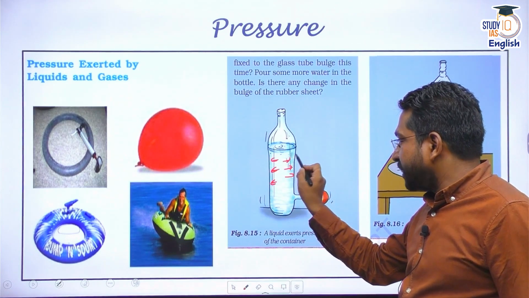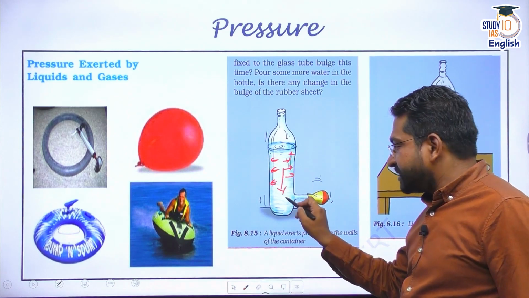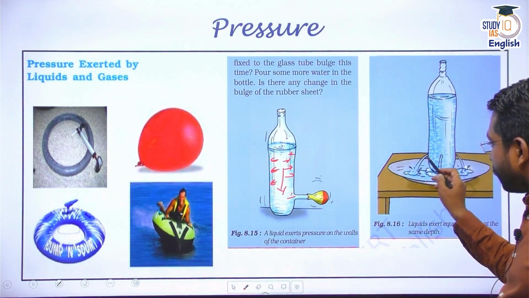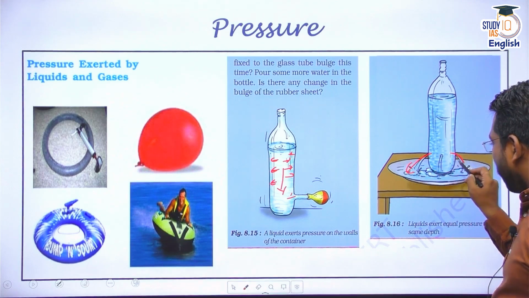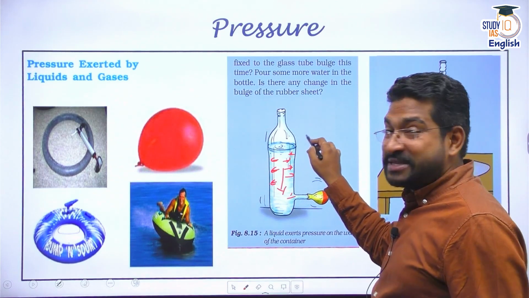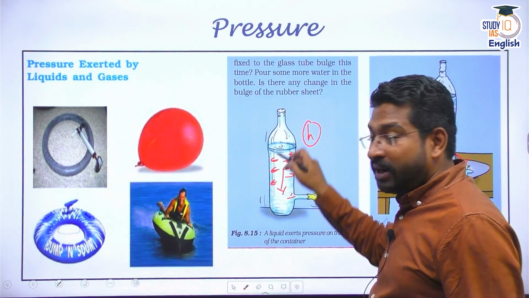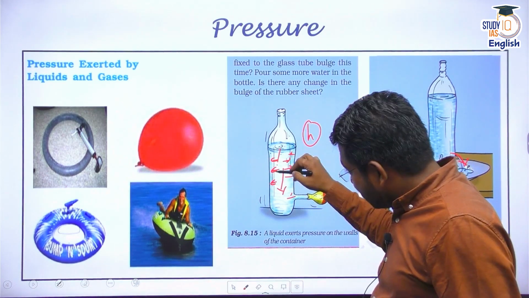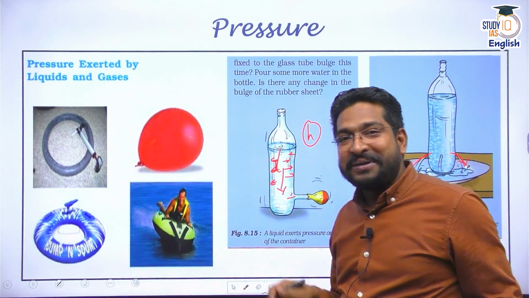We know about hydrostatic pressure. Water exerts pressure, liquids exert pressure. Now if you make a hole in this bottle, you will see the water is going to spill out of this. And this pressure is basically proportional to the height. Now in this bottle, the more the water, the higher the pressure it puts on the bottle.